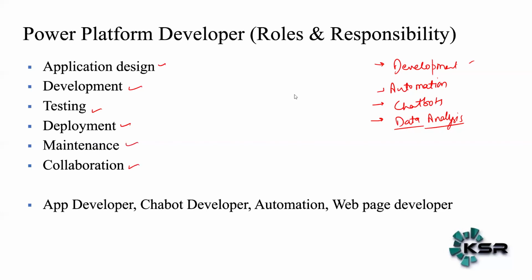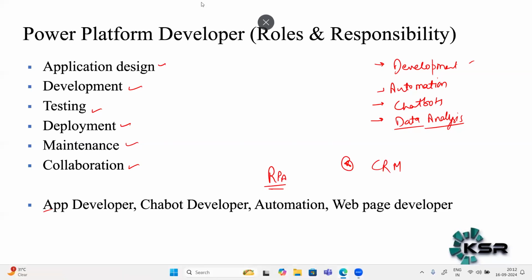Then there will be a collaboration phase where you will be taking feedback from the customer on how it is working. Then you will be implementing the changes, not completely again, but the changes. Okay. So these are the roles that you can expect: Power App developer, chatbot developer, automation developer, as I've already told you, RPA, web page developer, and CRM. There are many things that you can achieve using this.